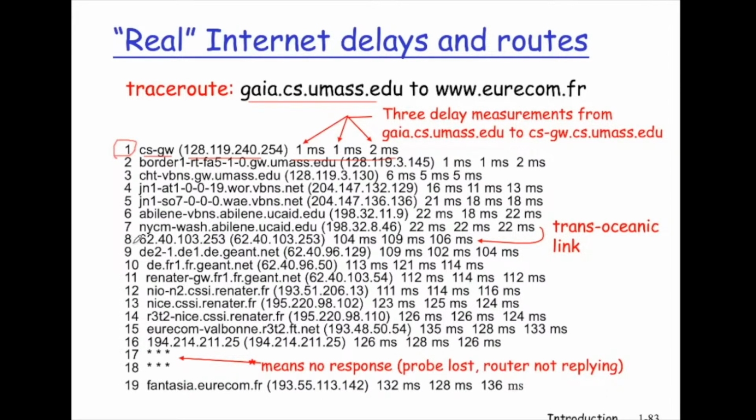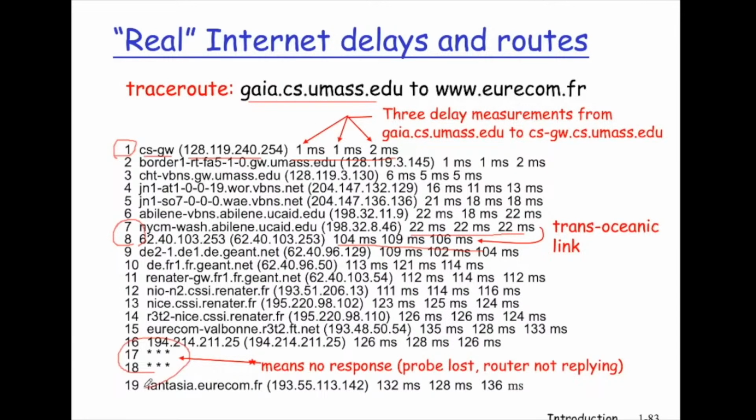What's a little bit interesting is between hop 7 and 8. There, you see at hop 7, round trip time was about 22 milliseconds, but suddenly to hop 8, the delay is about 100 milliseconds. So that is the transatlantic links connecting from US to Europe.